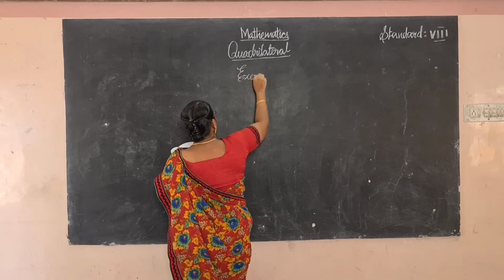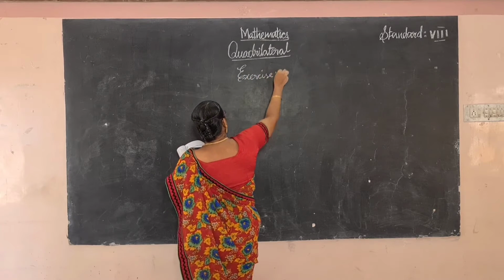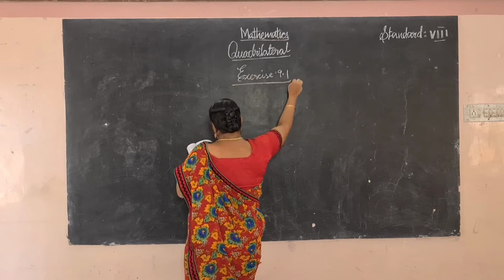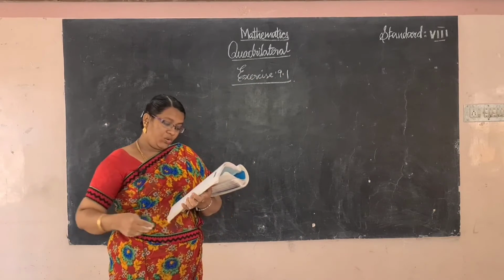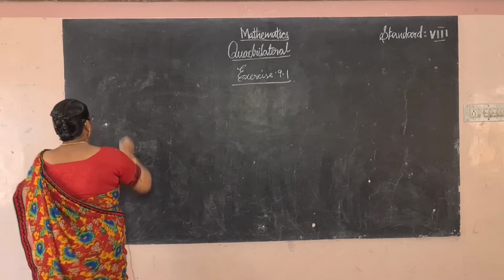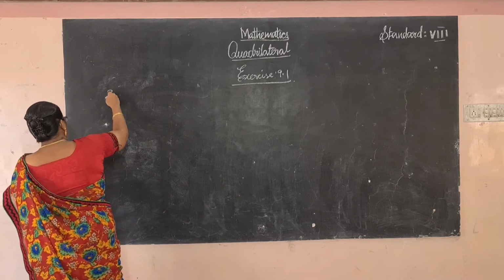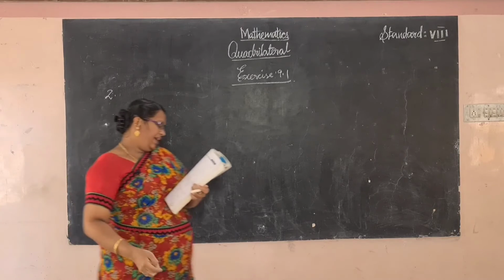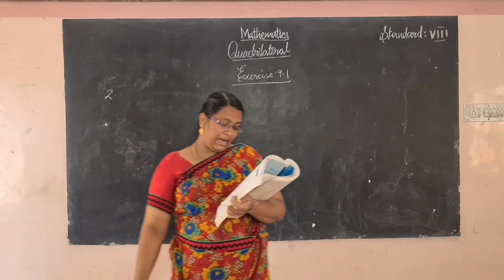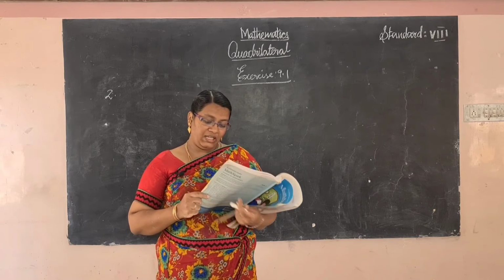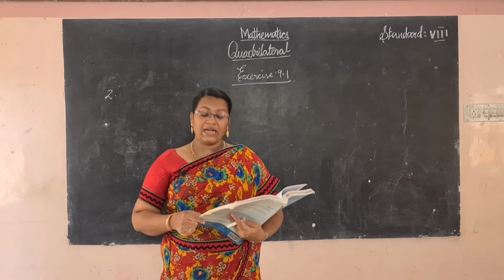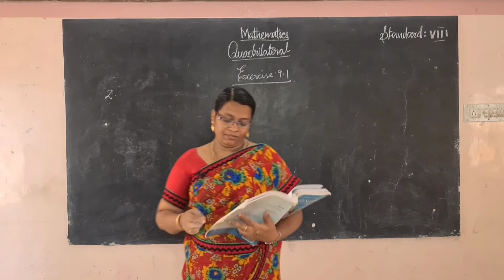Exercise 9.1. Already we have completed the first problem. Now move to the second one. PQRS is a parallelogram in which angle Q is equal to 37 degrees. Find the measures of angle P and angle R.